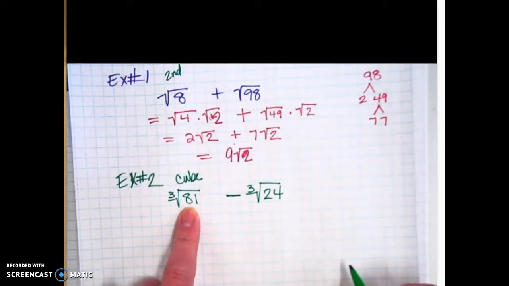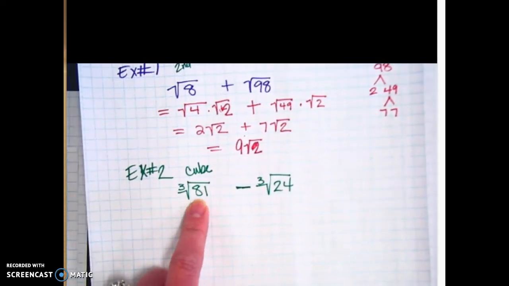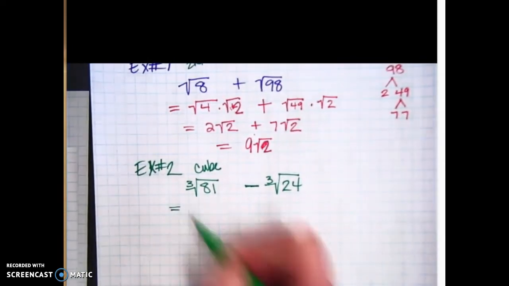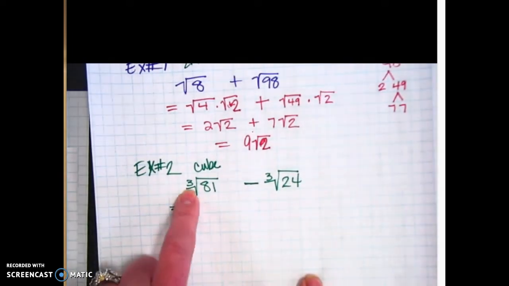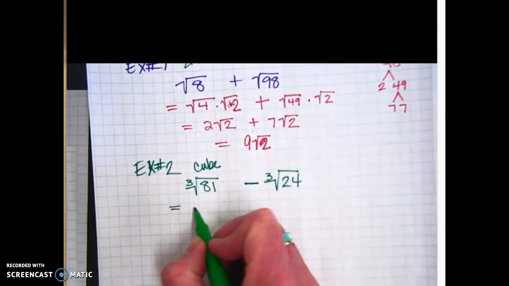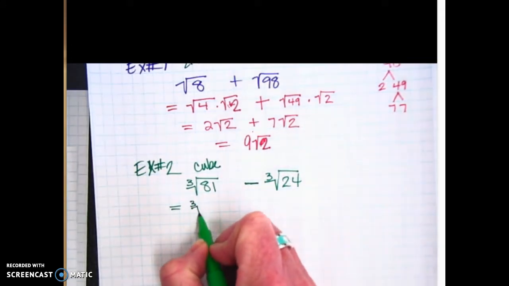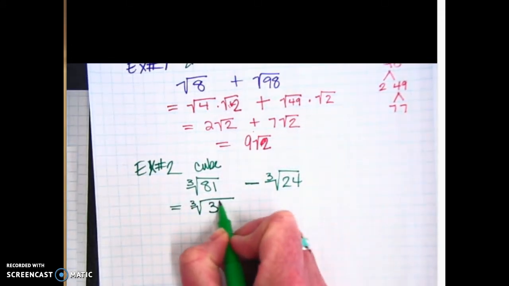So, do I need to do the prime factorization of 81? So how can I rewrite 81 to a power? 9 squared, right? But if it's only squared, can I take a cube root out of that? No. So how else could I write 81 to a power? What's the square root of 9? 3. So I can say this is the cube root of 3 to the 4th power.